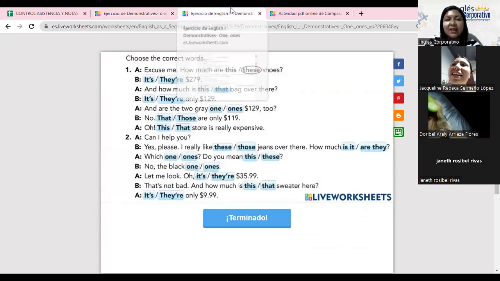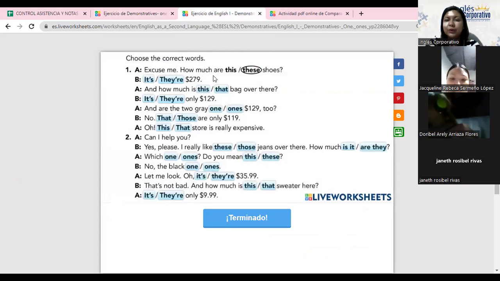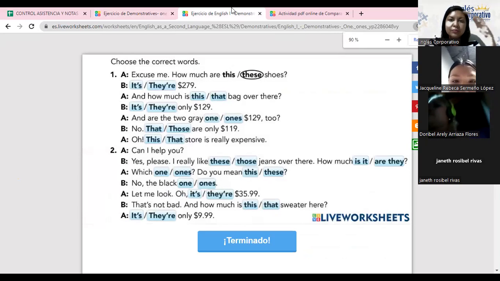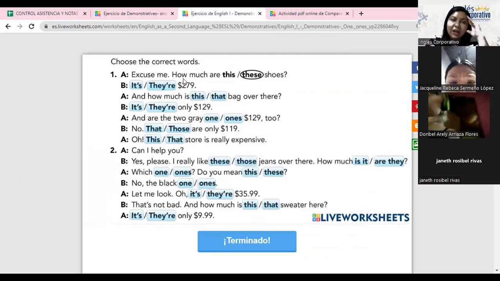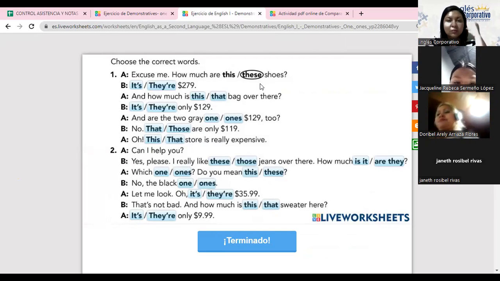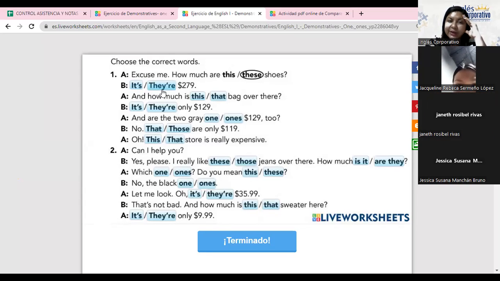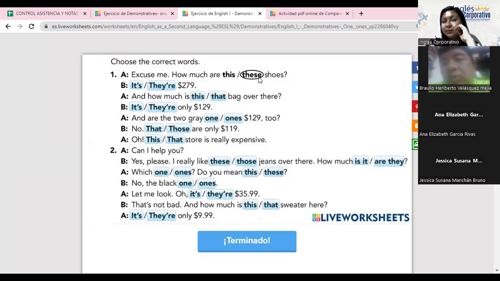Okay, the next exercise, you have to choose the correct words. Excuse me, how much? In this case, is this, right? How much are these shoes? These. Is it here or there? The shoes, are they singular or plural? Plural. There. Excuse me, how much are these shoes?